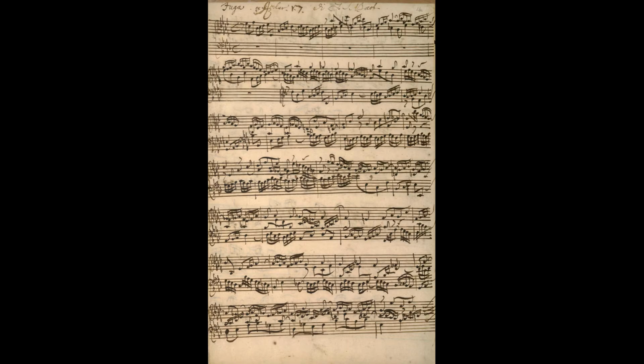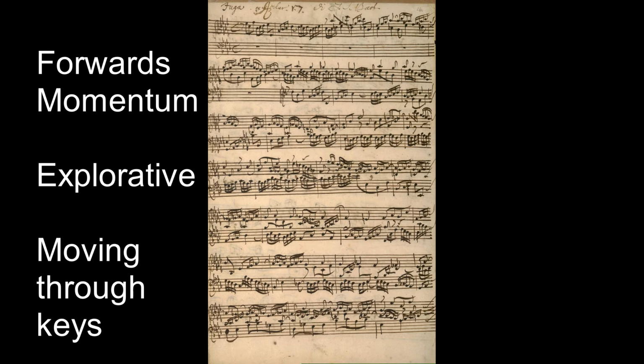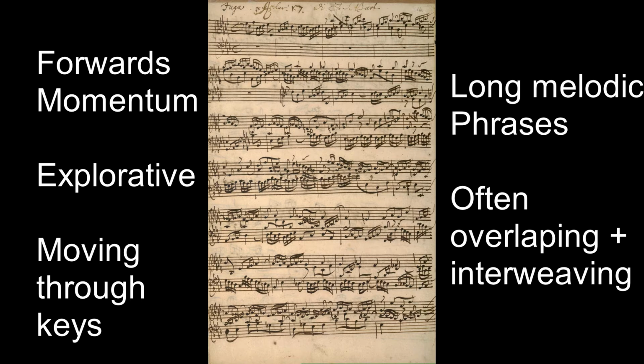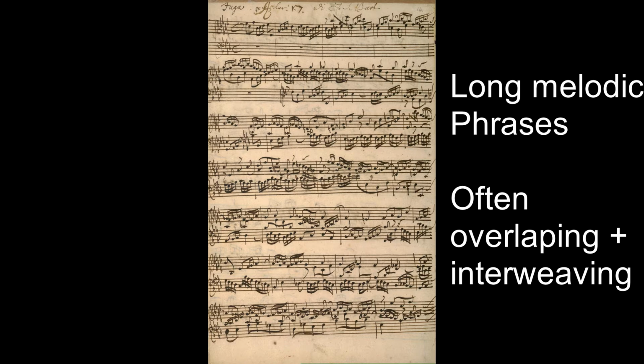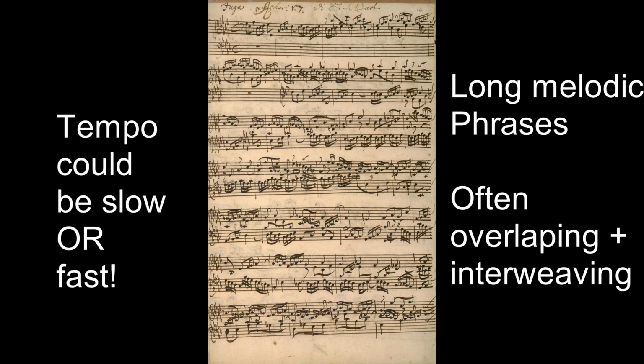Okay, so we've already talked a little bit about melodies in the context of the forward momentum that was achieved in the Baroque period and this very explorative style where composers were moving through lots of different chords and keys. So you had long melodies. They weren't broken up into short, neatly defined phrases. They were long, often overlapping, interweaving with one another, and that really helped give the music that sense of forward motion.